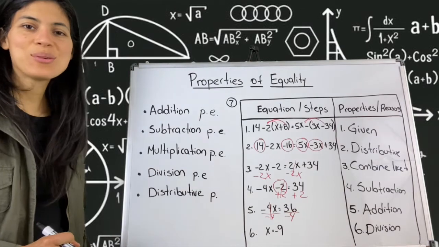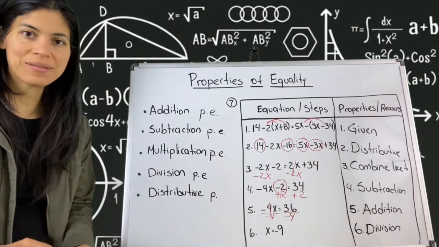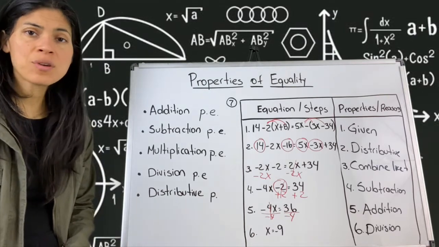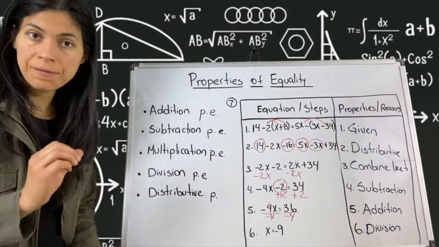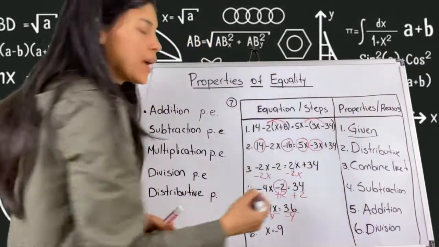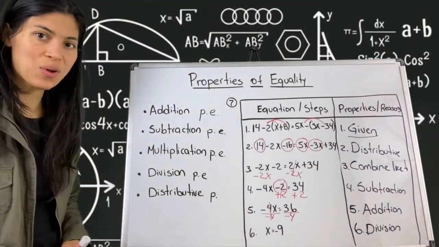Okay, now you go ahead and work on your worksheet. I hope you have fun and you have a break from your calculator. Just figure out which property was used. Look at the equation. The first one is always given. And from there on, you figure out which property was used, or reason.